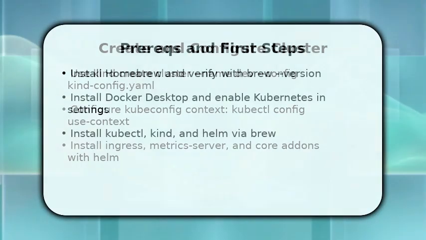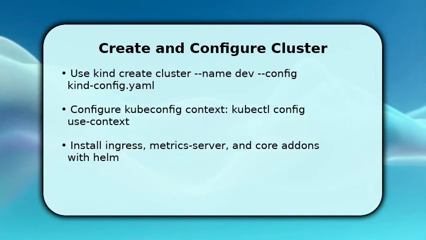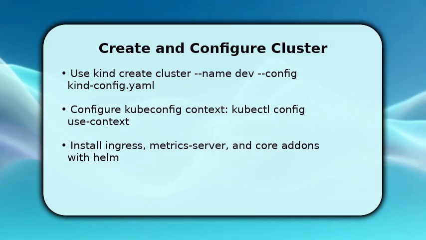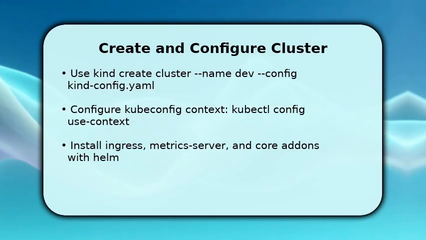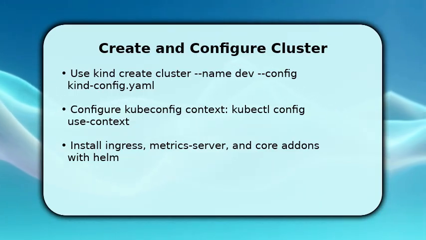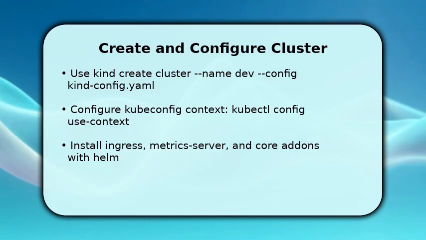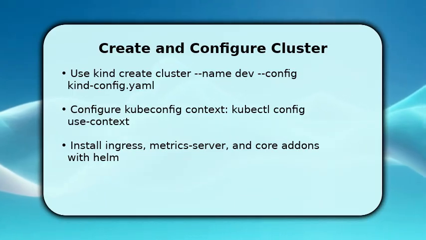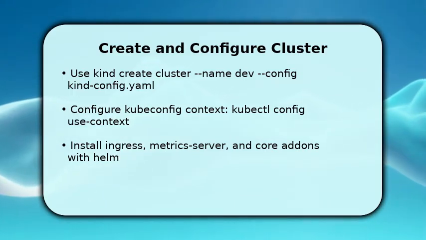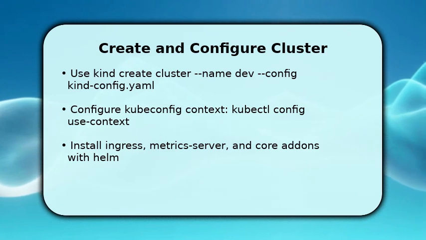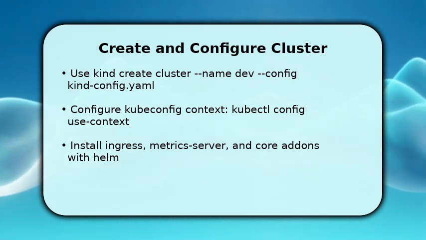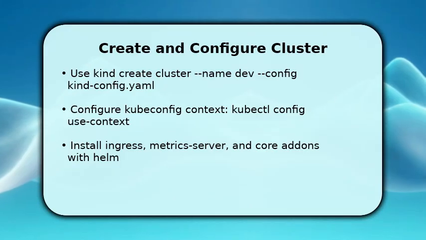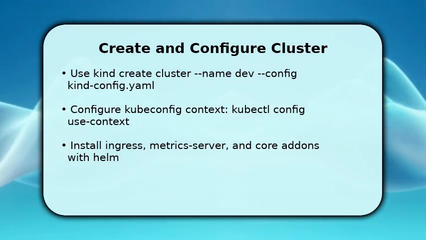You create the cluster with kind using a custom config that sets node roles, port mappings, and extra mounts. Run kind create cluster --name dev --config kind-config.yaml. Once the cluster exists, make sure your kubeconfig context points to dev so kubectl targets the right cluster. Then install essential add-ons: deploy an ingress controller, metrics server for resource metrics, and any CNI or storage provisioner via Helm charts. As you configure, validate nodes and pods with kubectl get nodes and kubectl get pods --all-namespaces.